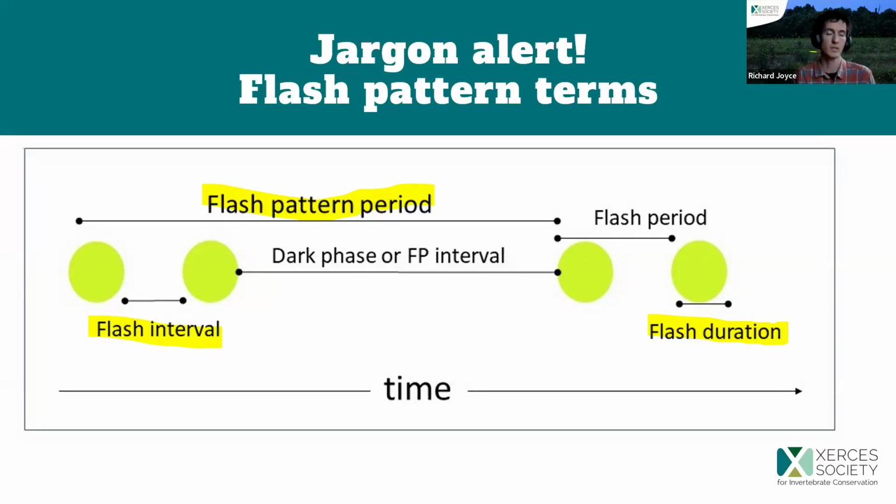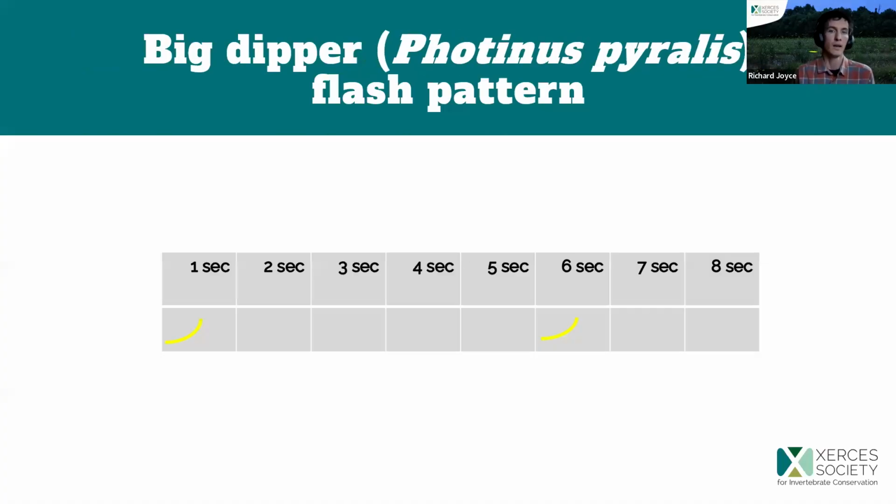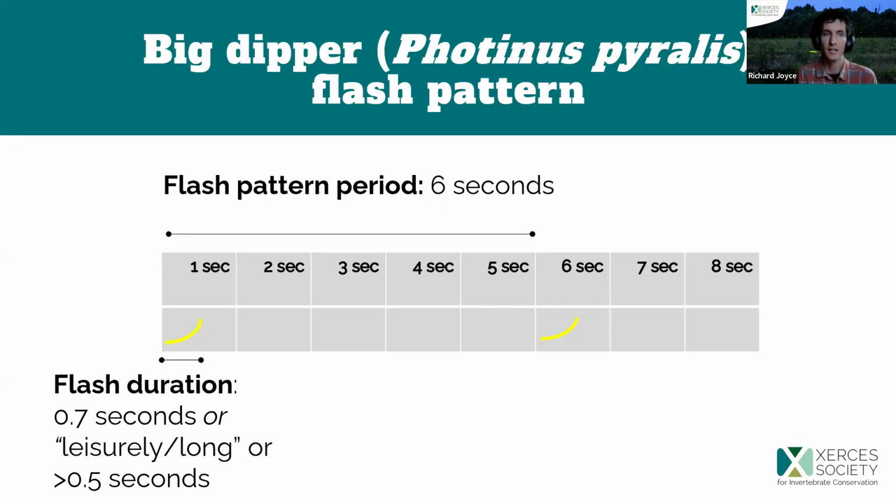So I have three examples of very different flash patterns. This is the Big Dipper firefly or common eastern firefly, and their upward swooping flash pattern is really quite distinctive. If we break this down into the timing of the flash pattern, we'll get numbers that look something like this. So we'll have a flash pattern period of about 6 seconds. The flash duration is really hard to measure, but in this case, we are able to measure it. It's 0.7 seconds.